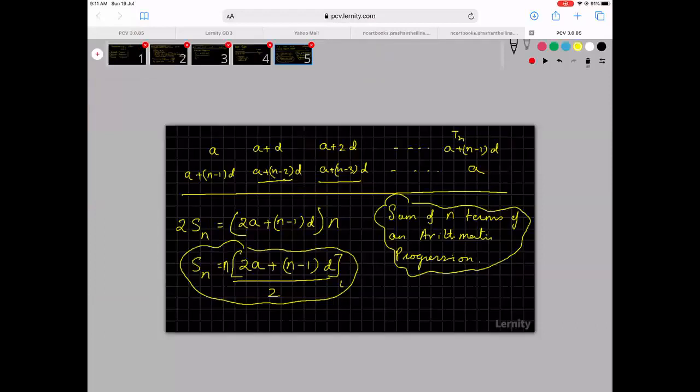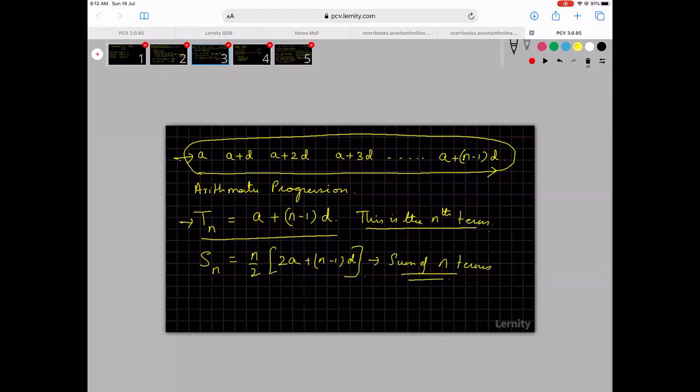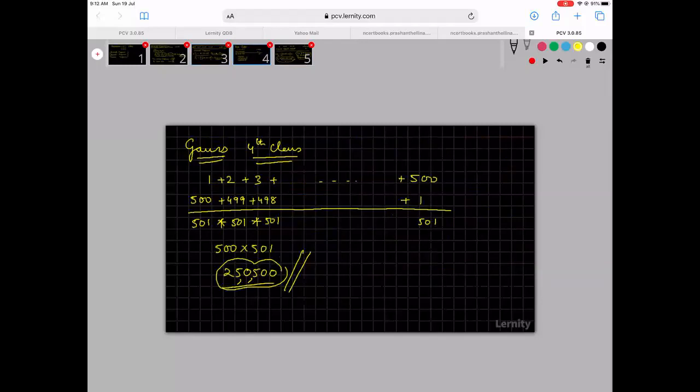So here is the third slide, which talks about the sum of n. This is the nth term, and the sum of n terms is n by 2 into 2a plus n minus 1 into d. So this is the nth term. This is the sum of n terms. And then this is the next slide.